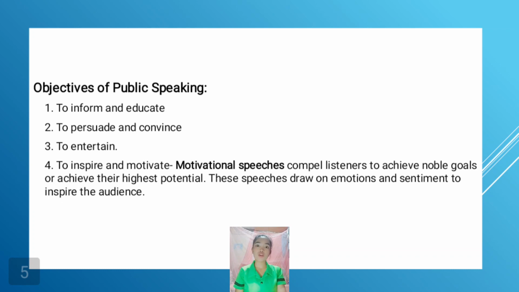Persuasive speeches are commonly used to sell products and services, get people to support, and cause political campaigning. In addition, one example of persuasive speech is to persuade other people to visit your hometown or the tourist spots. And number three is to entertain.